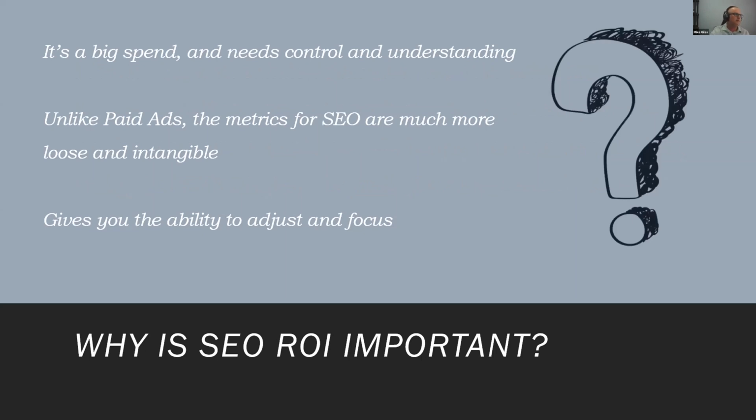Why is it important? If you are involved in doing SEO, you'll understand that it's a big spend. Other than major paid ads campaigns in your ad spend, it's going to be one of the bigger costs that you have in your marketing department. So you need to be able to control and understand how it's operating, how it's being spent. Unlike paid ads, the metrics for SEO are a lot more loose; you've got to figure them out. With paid ads, you know what you're getting. You have complete control over your spend. You can see the data; it's all in there. SEO, you've got to work for it a little bit more. A lot of it is intangible. And when you do understand what sort of ROI you're getting and where the money is being spent, if it's getting spent properly, it gives you the ability to adjust and focus.